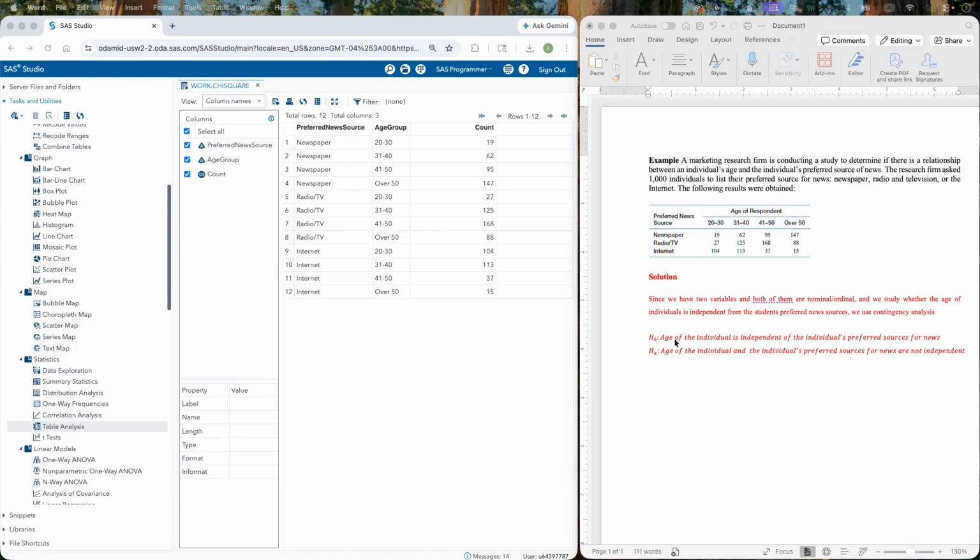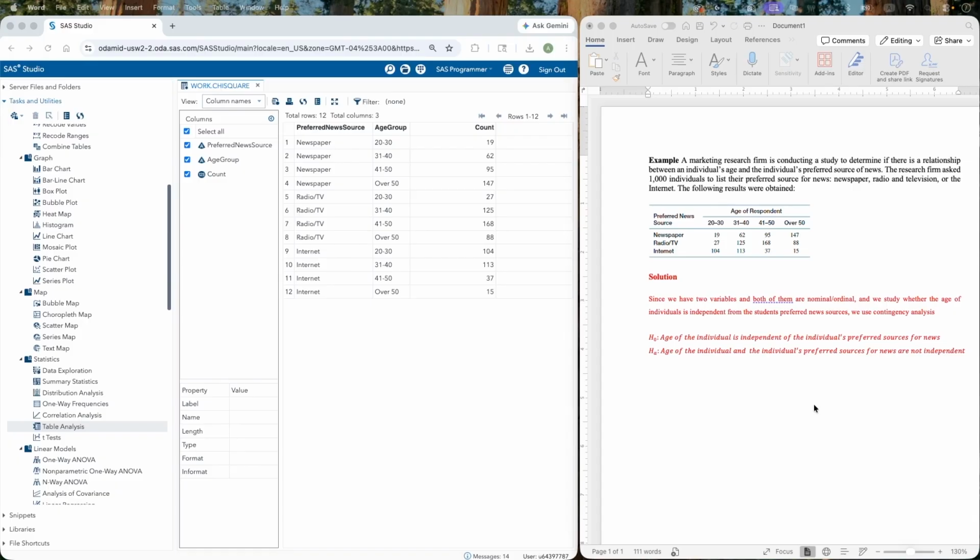So what is the null hypothesis? It's that the age of the individuals is independent of the individuals' preferred source of news. However, the alternative hypothesis is that the age of the individual and their preferred source of news are not independent. We can also ask whether the first variable is associated with the second one, like the age is associated with the preferred news source. Or we can say the alternative, the age is not associated with the preferred news source. So we can set up different hypotheses. I mean, the wording can be different.